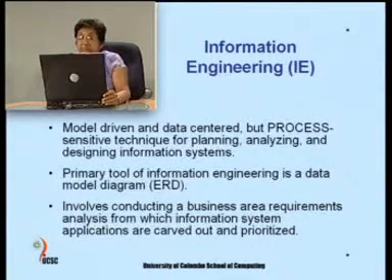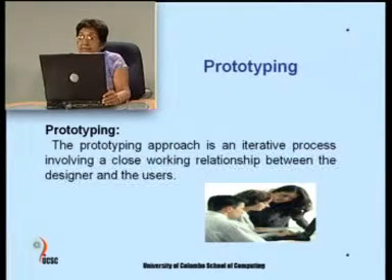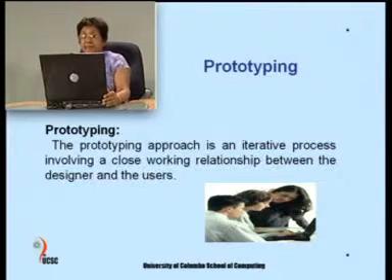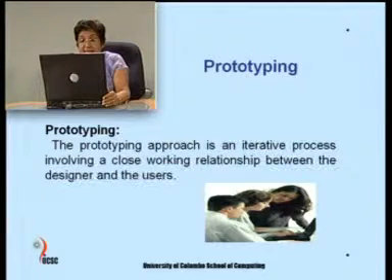We have looked at ER diagrams, or what we call the entity relationship diagrams. So, the primary tool of information engineering is the data model or the entity relationship diagrams. It involves conducting a business area requirements analysis from which information system applications are carved out and prioritized. Then another technique is prototyping. Again, we have discussed this in a previous lesson, with the prototyping advantages, disadvantages and so on.